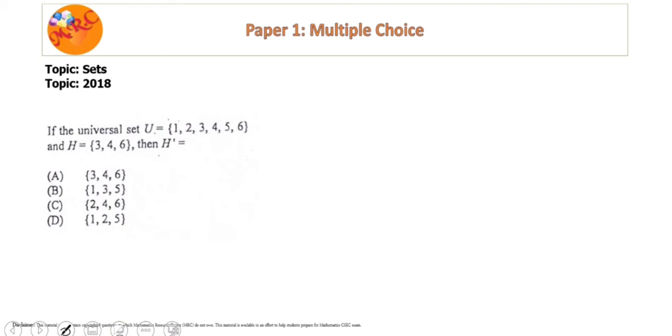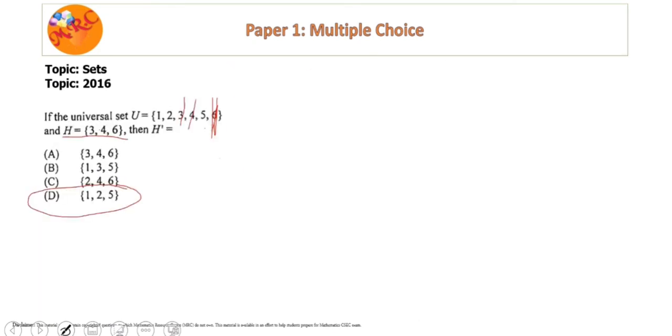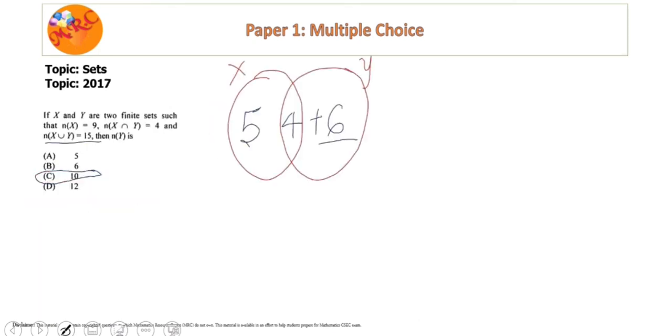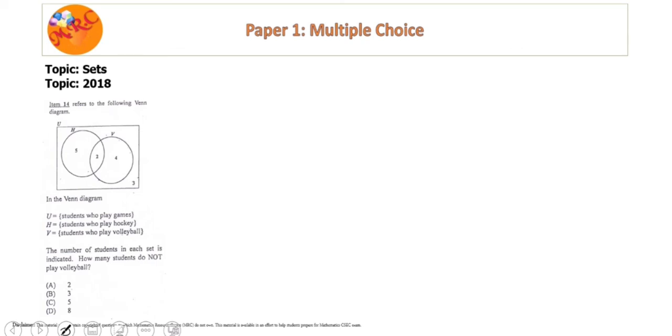If the universal set U equals 1, 2, 3, 4, 5, 6, and if you look at this question, what you realize, tell me. We did it already. Let's go. We did it here, 2016. Very same question here, 2018. So without even going through this question, if I've been practicing my past papers enough, I'd know that the answer is D. Good. Continuing.